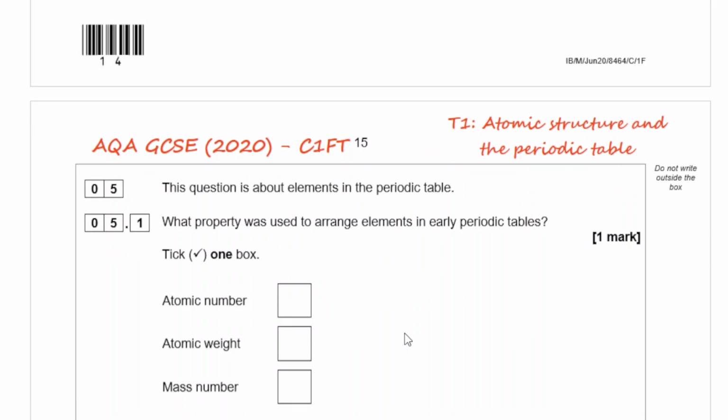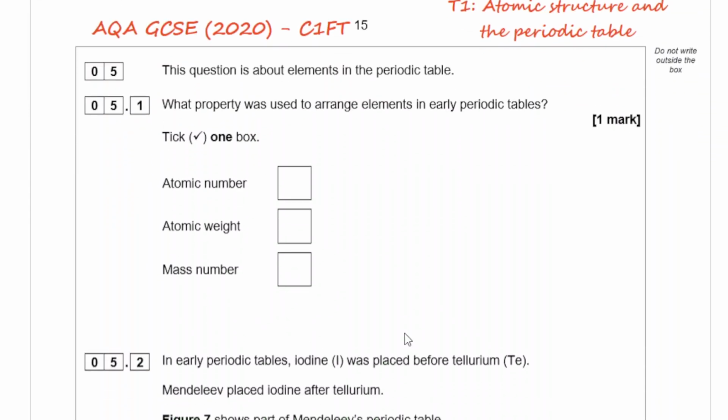Question number 5. This question is about elements in the periodic table. Again, so it's on topic 1. Topic 1 is actually a big topic, and topic 2 on bonding is also quite big. What properties are used to arrange elements in the early periodic table? The early periodic table was arranged according to the atomic weight, right? Atomic number is the modern periodic table.